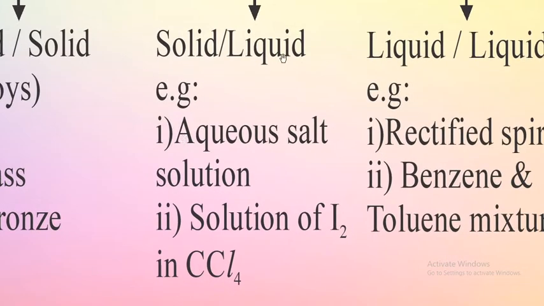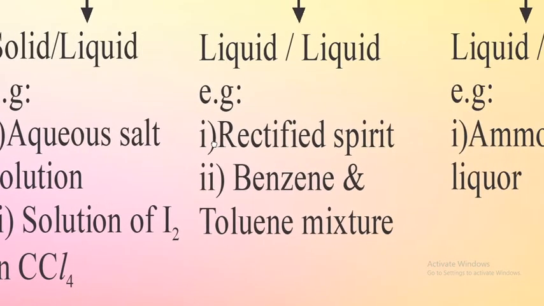Next, solid-liquid homogeneous mixtures, a very fine example is salt solution. When you dissolve solid salt into water, it forms a solution which is called a solid-liquid homogeneous solution. One more they have given here: when iodine is dissolved into carbon tetrachloride, it forms a solution. So these are homogeneous solid-liquid solutions, mixtures.